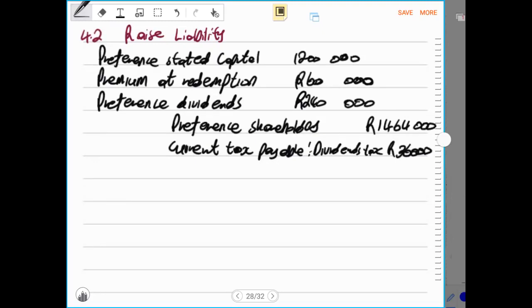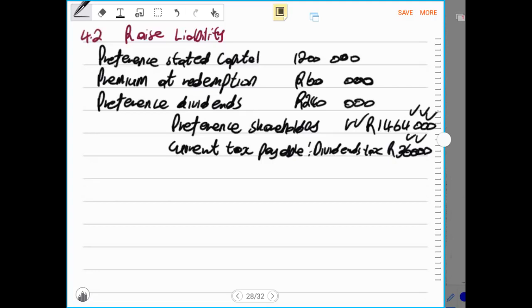So for that, we still record the total of 36,000 as the tax. Then after, 1,464,000 on the credit side, which is the amount that is due to the preference shareholder, because dividends tax is going to SARS. So we still record that as the liability. Now there are two liabilities: the liability due to the preference shareholder and the liability due to SARS, which is the revenue service.